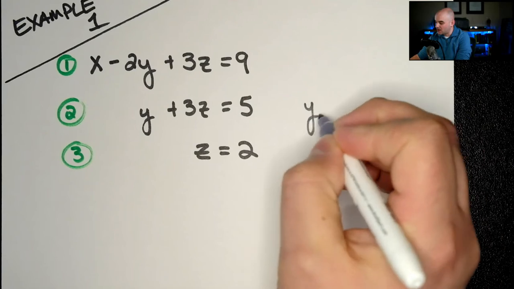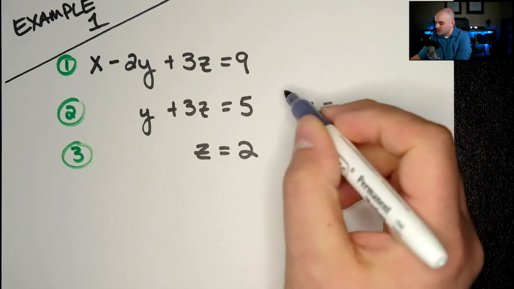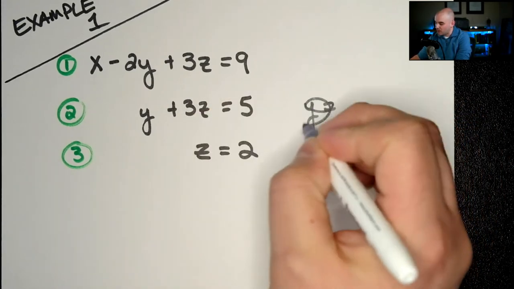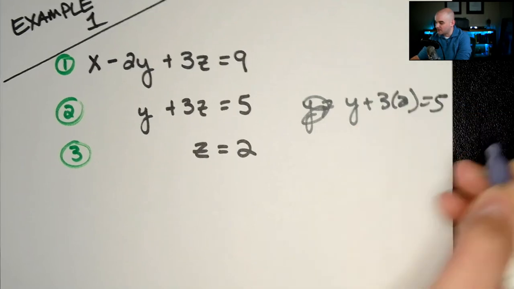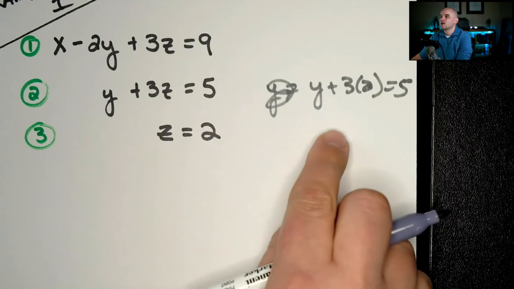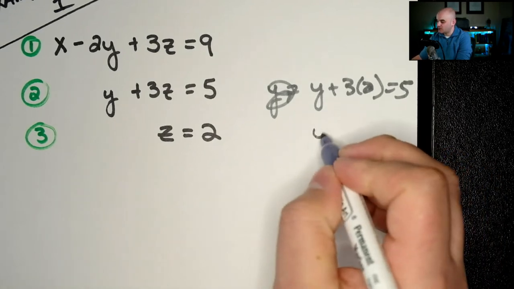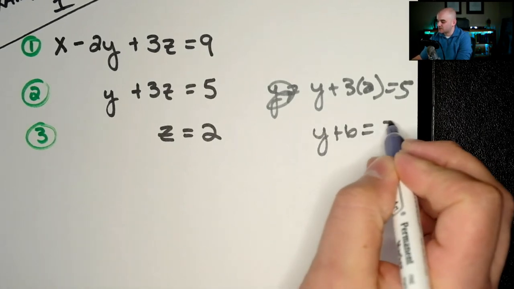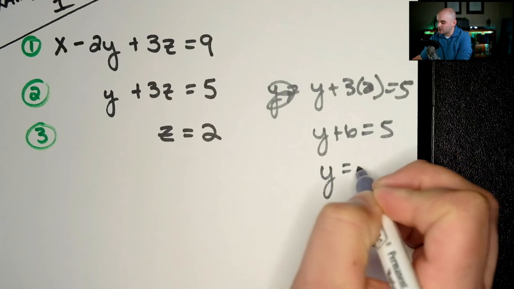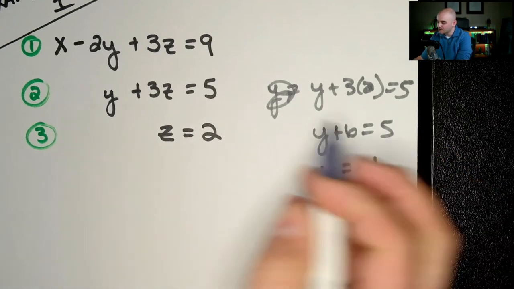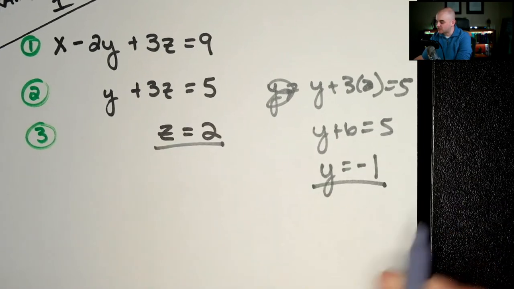So I get y is equal to, actually before we do equals, let's say y plus 3 times 2 equals 5. We don't do it all in one step. 3 times 2 is 6, so y plus 6 is equal to 5. And then subtracting 6 from both sides, I get y equals negative 1. So I got z equals 2, y equals negative 1.